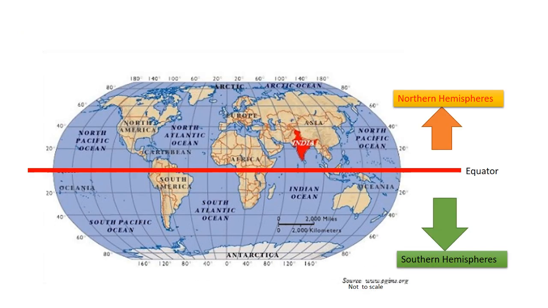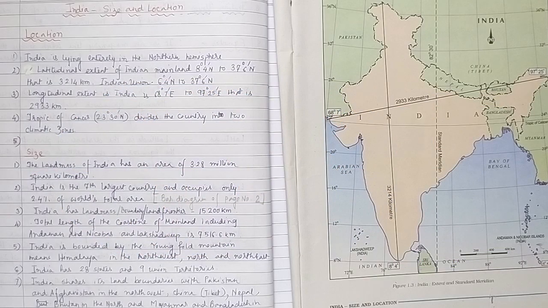The equator divides the earth horizontally into two equal halves, the northern hemisphere and the southern hemisphere. The value of latitude is followed by the letter N or S. N means northern hemisphere, S means southern hemisphere. Okay, up to that clear?